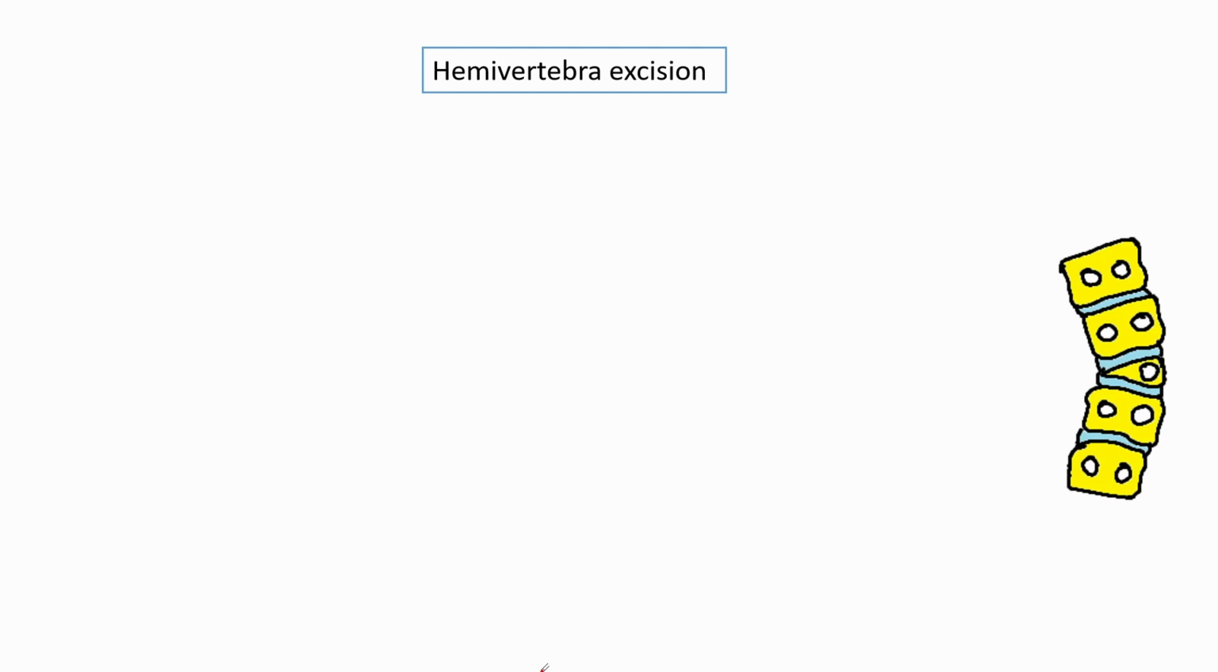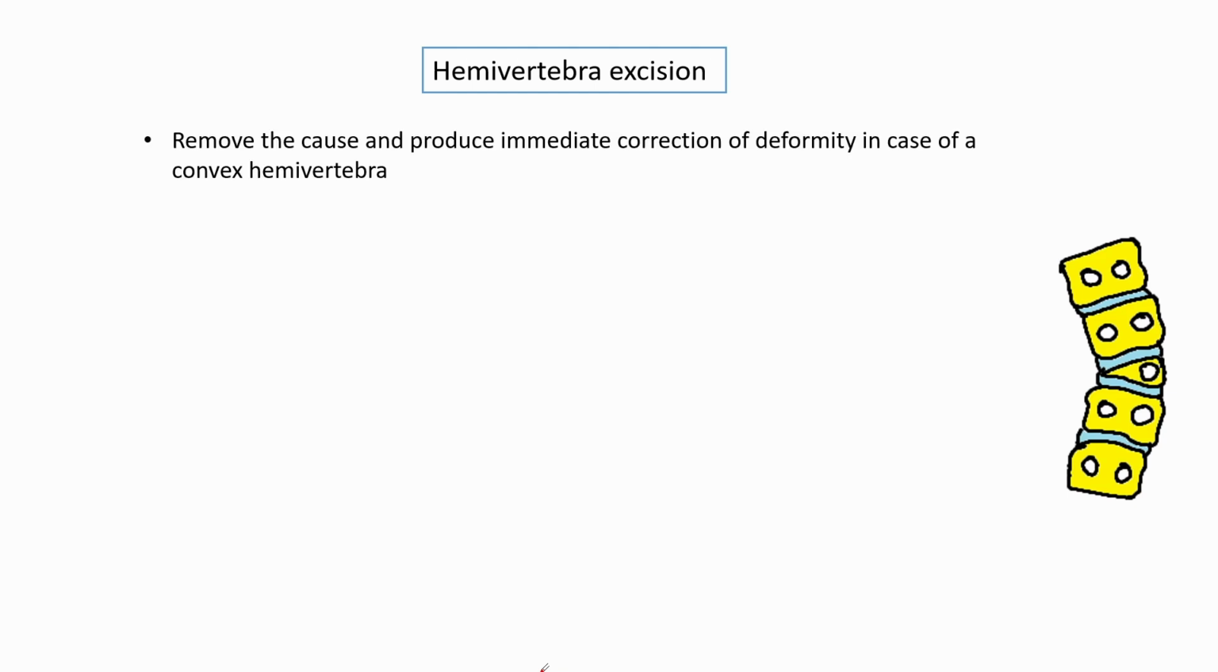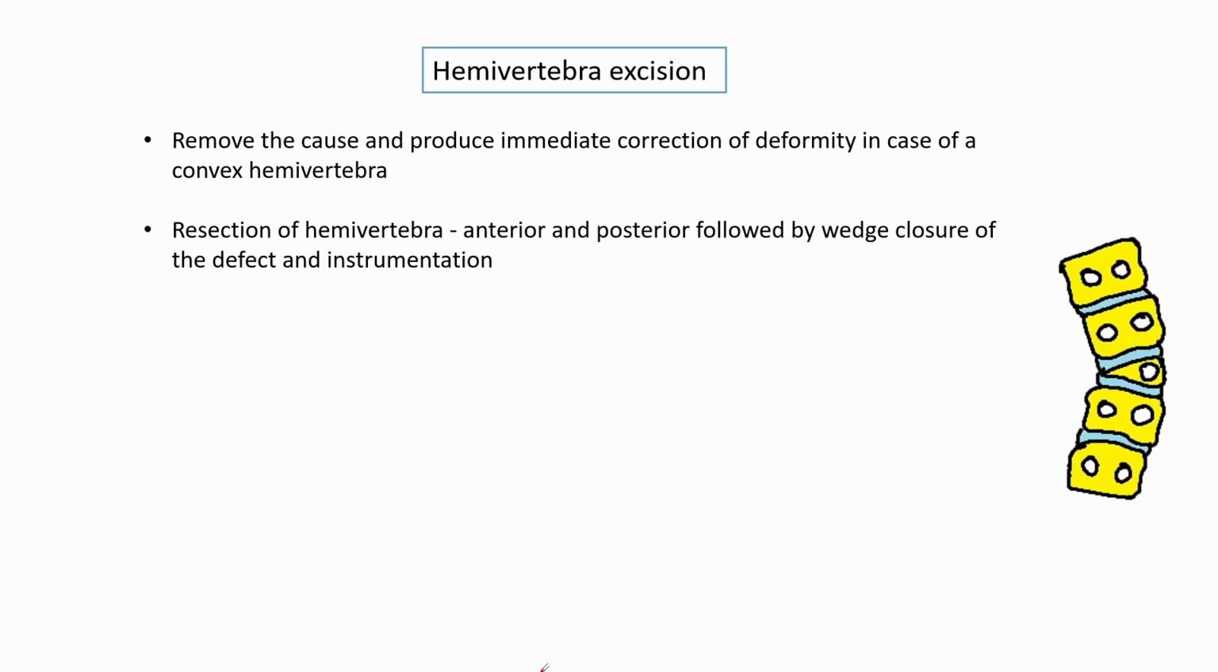Hemivertebra excision. Here we remove the cause and produce immediate correction of the deformity in a case of convex hemivertebra. So, the resection of the hemivertebra is performed. Both the anterior and posterior part of the hemivertebra is removed, followed by a wedge closure of the defect with instrumentation.